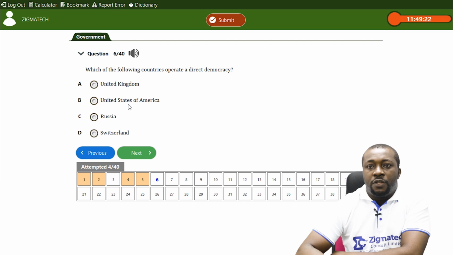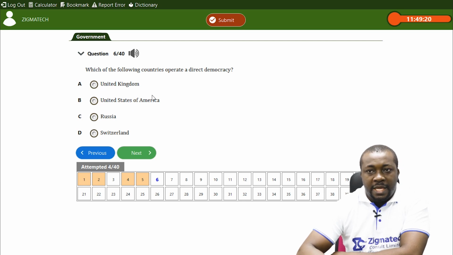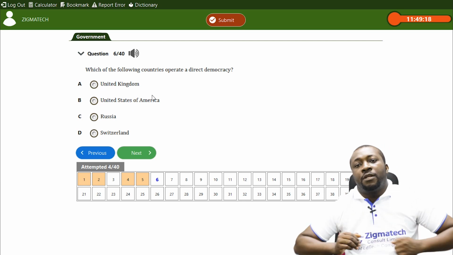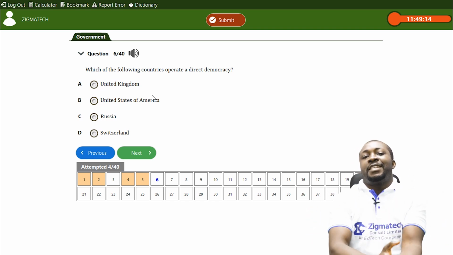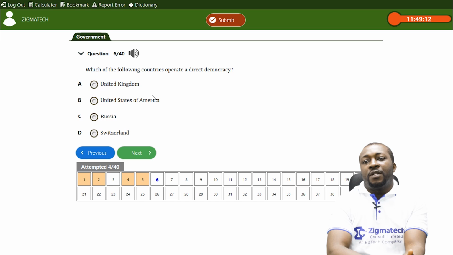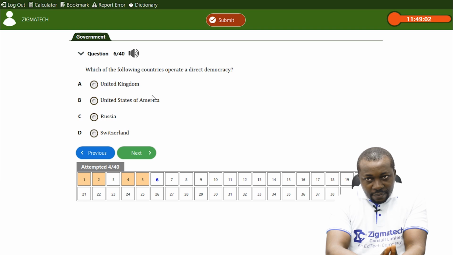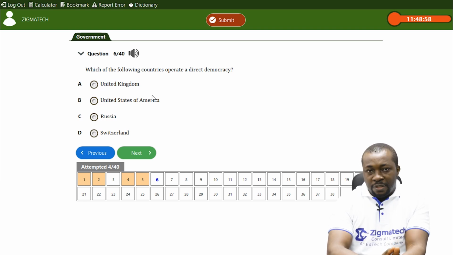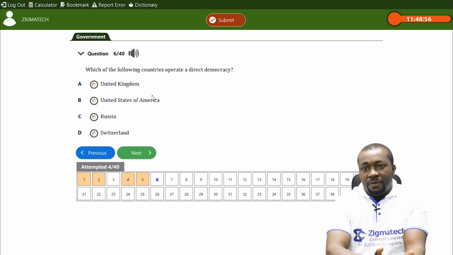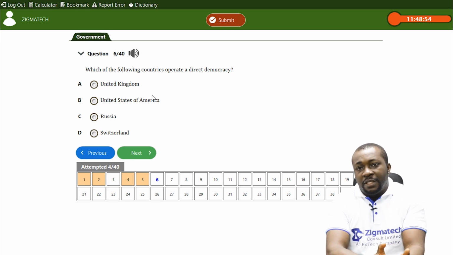Question 6. Which of the following countries operate a direct democracy? Now, some people can be tempted to look at direct election and begin to look at a country like Russia, where the president is popularly elected. And of course, that is direct election. Now, Switzerland, we can't talk about direct election democracy because Switzerland still runs on a representative basis.